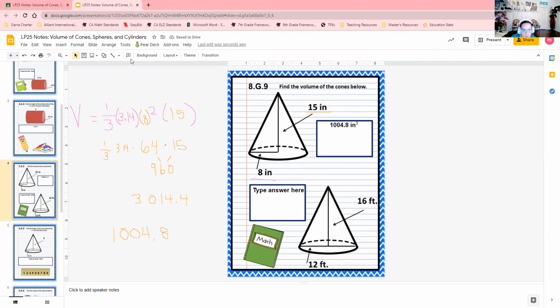Okay. Take a moment. You're going to do the same thing. Find the volume of this bottom cone. Again, be careful. They give you the diameter. So if your diameter is 12, you need to cut that in half and find your radius is 6. Use that number, use your 16, plug them in, figure out the volume of this cone.